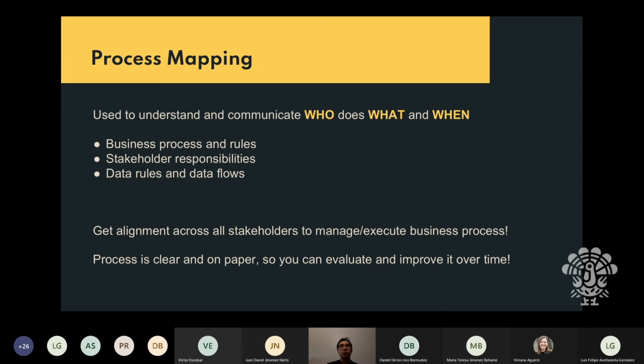So for business process and rules, whether it's responsibilities of your stakeholder or even the data rules and the data flow, process mapping is an excellent way for letting everyone understand how it's done now. And again, if you have disagreement or you need to enhance, improve, modify, make versions maybe for different customers or different industry or different segment, you are putting it clearly down on paper, right? To communicate and help prioritize and get alignment.